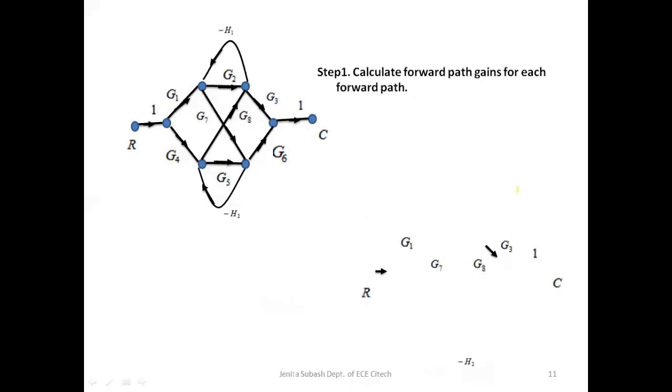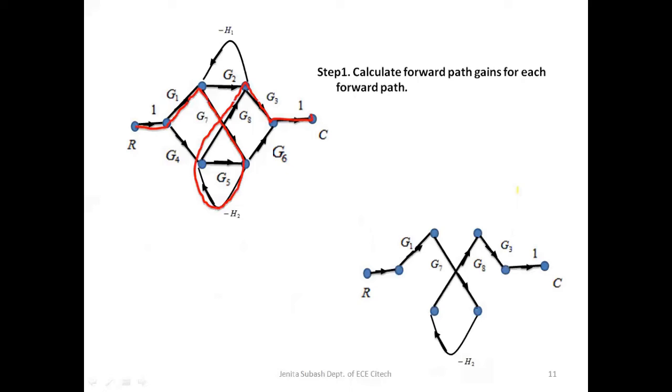So we have another forward path, P5, and the pattern is represented here, highlighted in red color. It starts from input node R and reaches output node C, with branch gains G1, G7, minus H2, that is a negative feedback, then G8, G3. So the fifth forward path is given by the product of all the branch gains, G1, G7, G8, G3, H2.